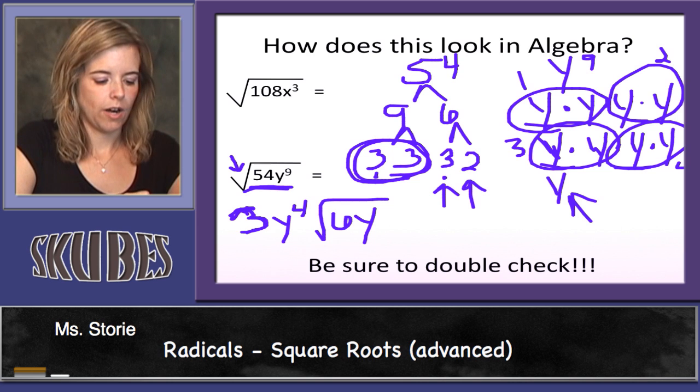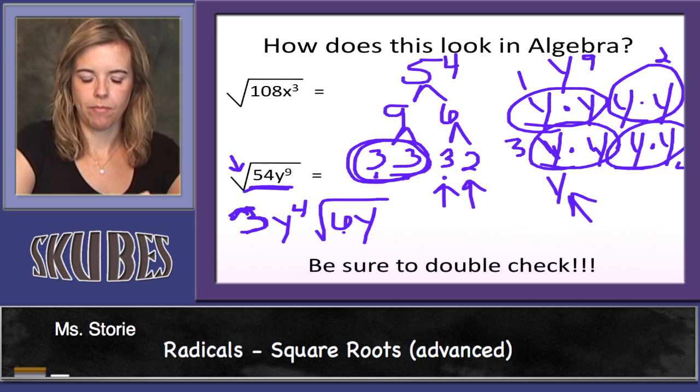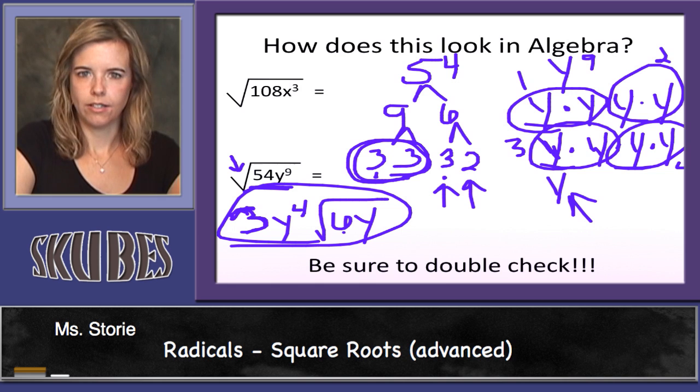If I take 3 and square it, that's 9, and 9 times 6 is 54. If I take y to the 4th twice, that's 8, and then one more is 9. It gets me right back up there again. So this answer is correct.